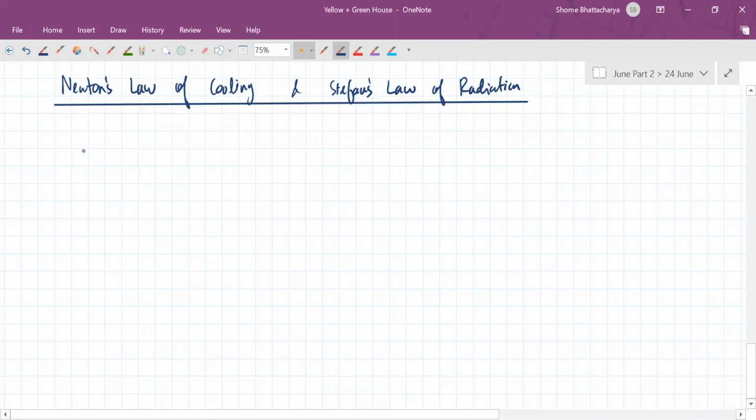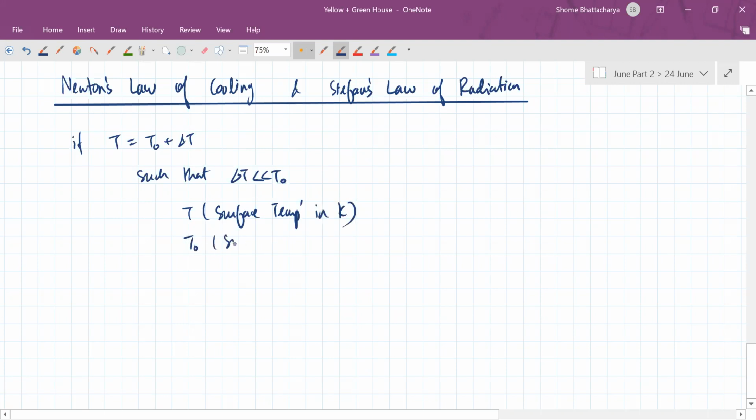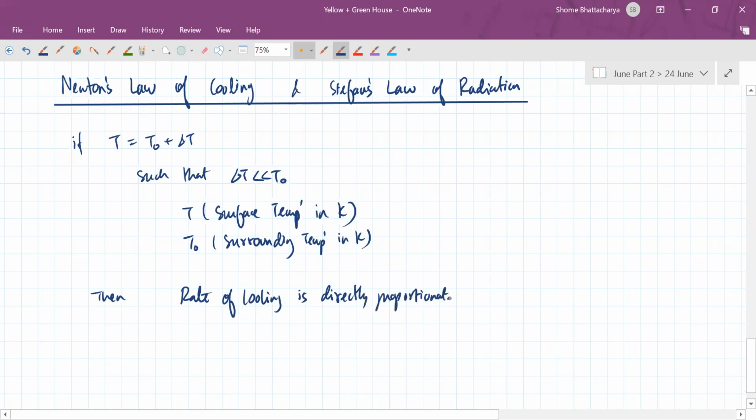What Newton's law of cooling says is that if the surface temperature is equal to the surrounding temperature plus a certain amount such that delta T is small compared to T naught, where T is the surface temperature of a body in Kelvin and T naught is the surrounding or atmospheric temperature, again expressed in Kelvin, then the rate of cooling is directly proportional to the temperature difference. This is the statement of Newton's law of cooling.